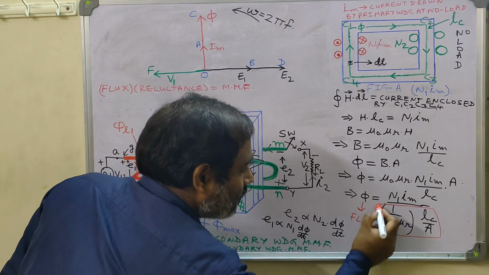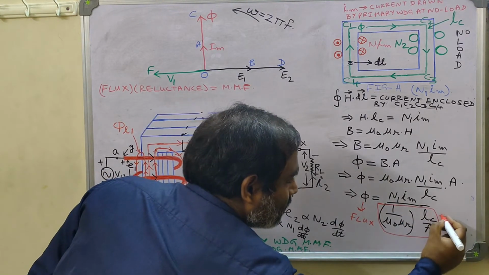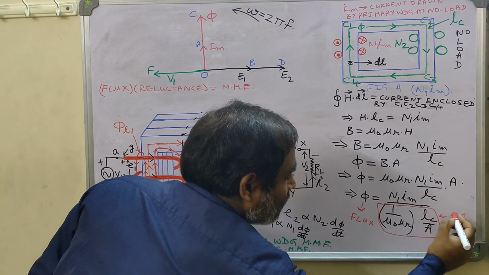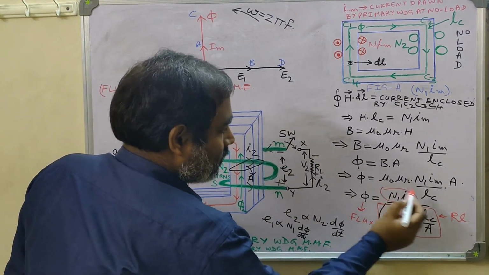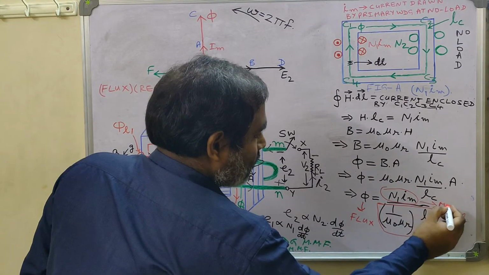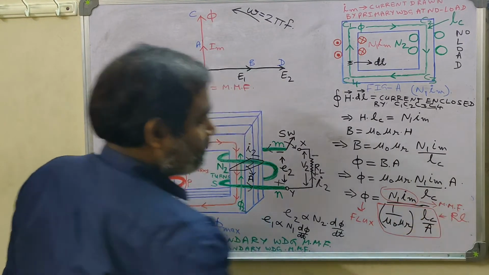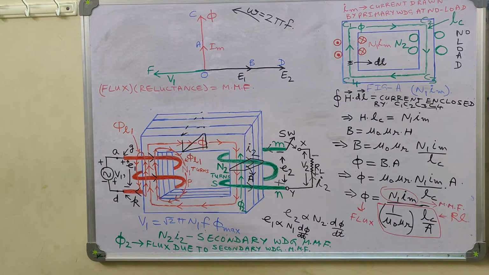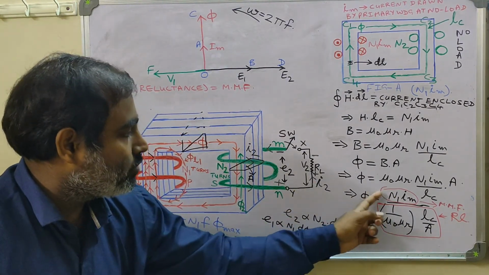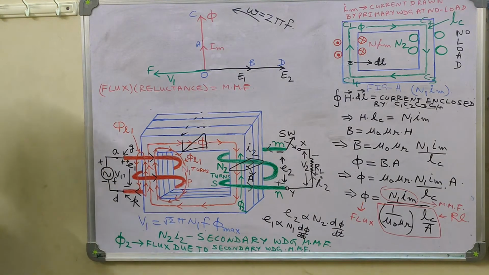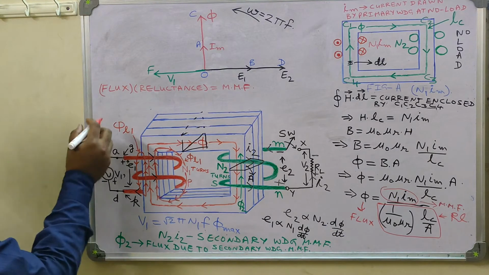This particular thing is reluctance, RL. So reluctance symbol is RL, and this is our MMF, that is magnetomotive force. So we are writing just from this equation only, flux multiplied by reluctance equals MMF. Okay, now for an ideal transformer, mu r tends to infinity.